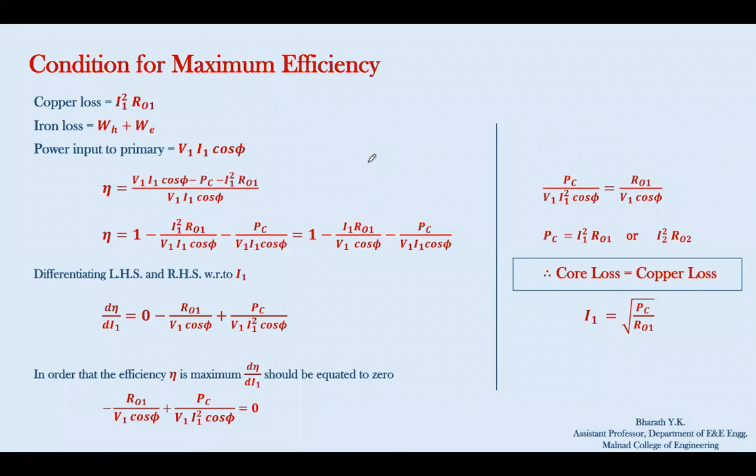So now we have to derive the condition for maximum efficiency, that is, the condition when the efficiency of the transformer will be maximum. For this, we have to consider the equation for the copper loss, which is I1 square R01. I1 is the primary current and R01 is the effective resistance of the transformer as seen from the primary side. Iron losses is equal to hysteresis loss plus eddy current loss. The power input to the primary winding of the transformer is V1 I1 cos phi.